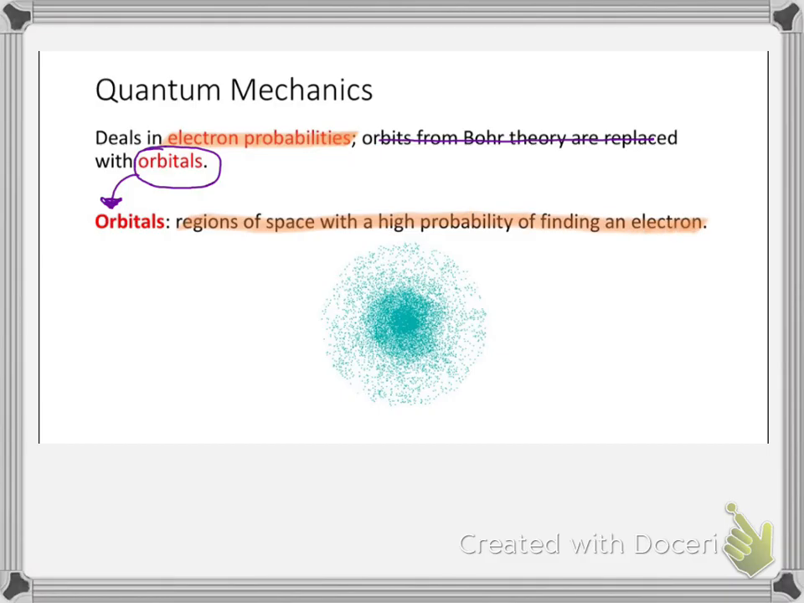And here is an example, if you plotted out where the electron could be, what it might look like. Now, we're not going to be drawing things like this, but it's kind of a visual. So the darker the region, the higher the probability of finding an electron. So orbitals are described as regions of high probability of finding the electron.